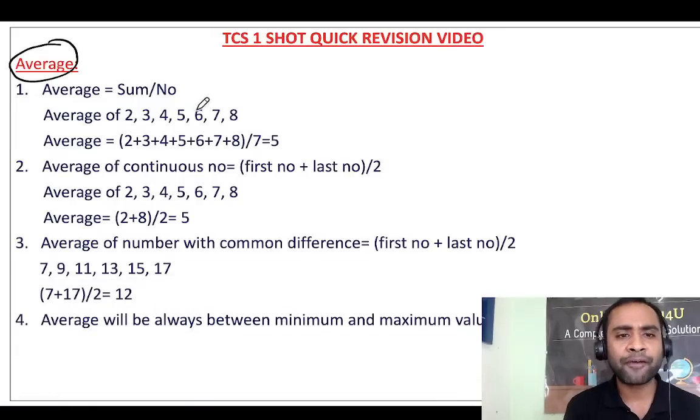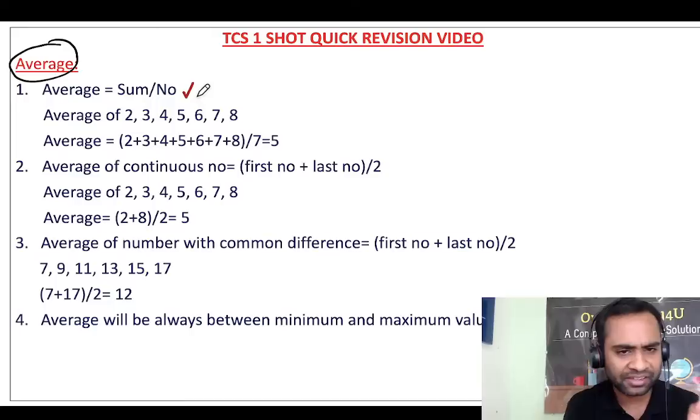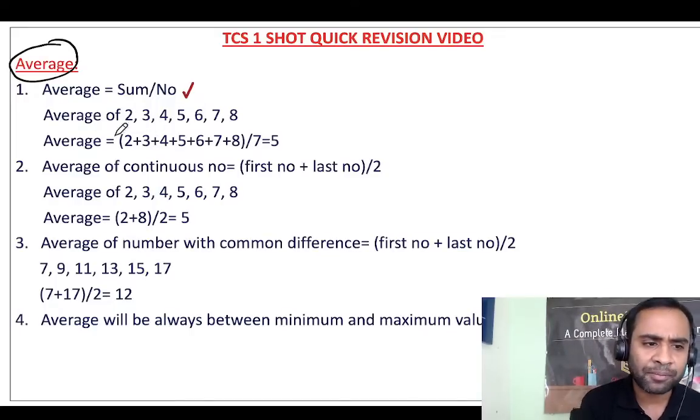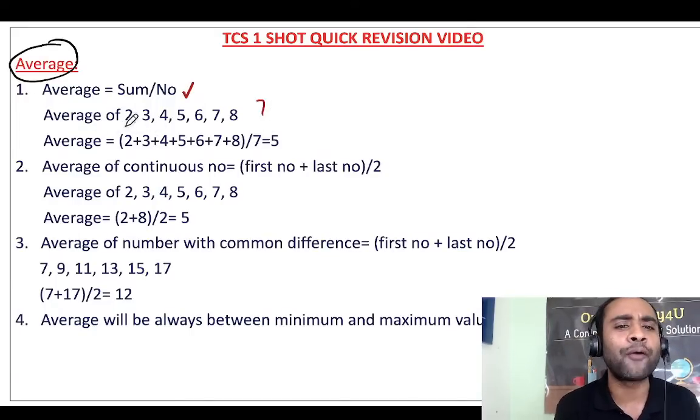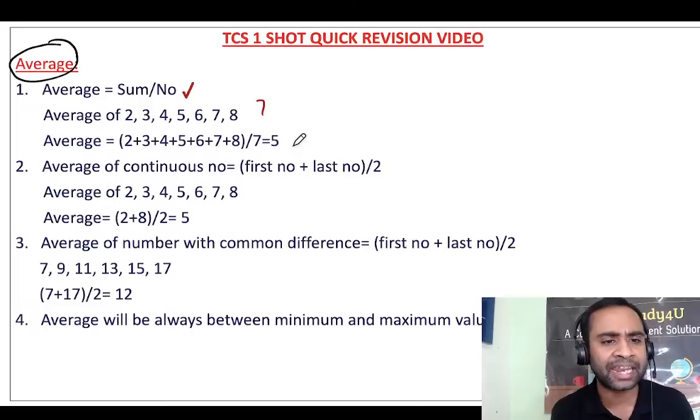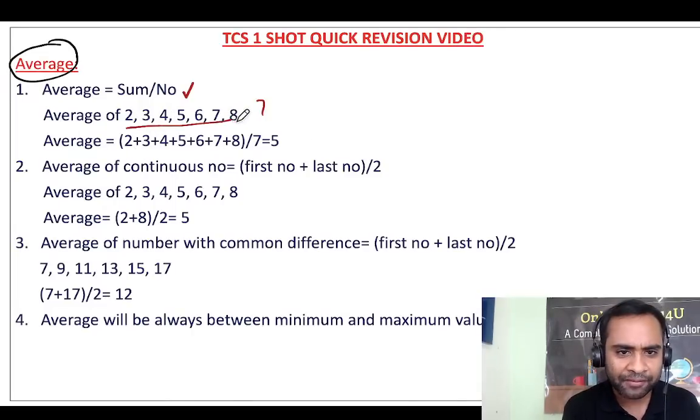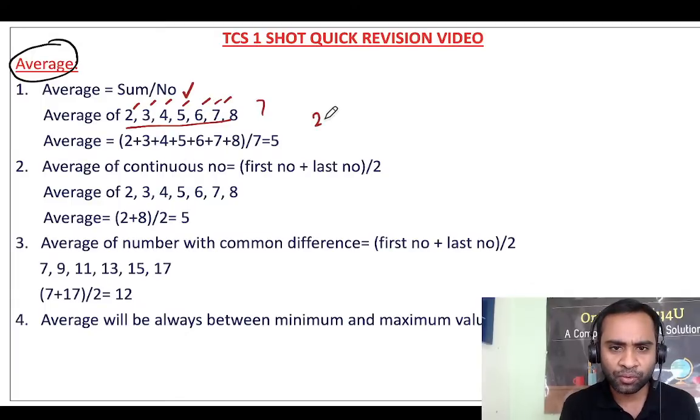Now, average is a very interesting topic, my dear friends. Average is equal to sum divided by number. This is a very general formula. If somebody asks, what is the average of 2, 3, 4, 5, 6, 7, 8? Sir, average will be adding everything and dividing by the count. So add it and then divide by 7, and it will be nothing but 5.